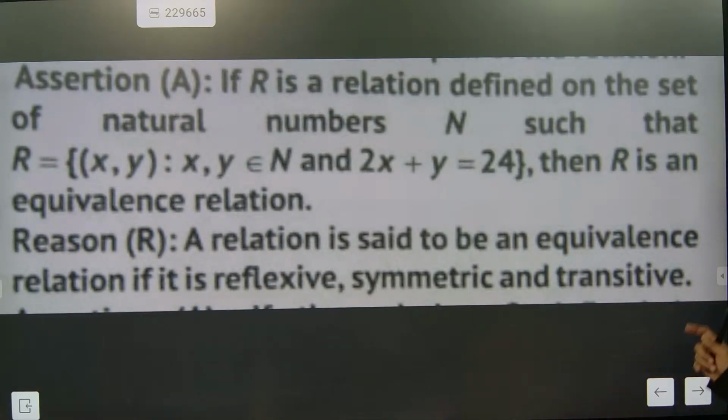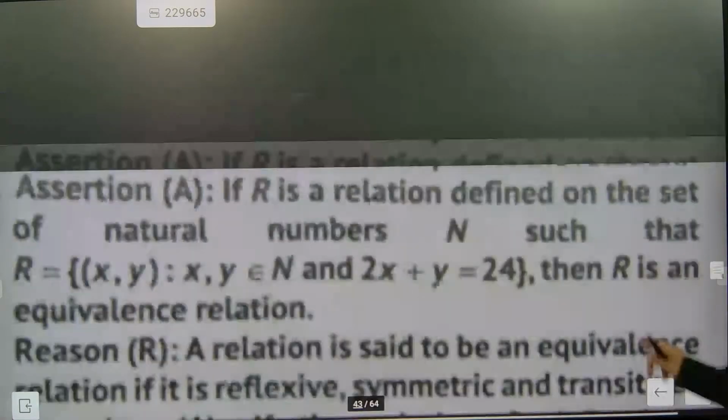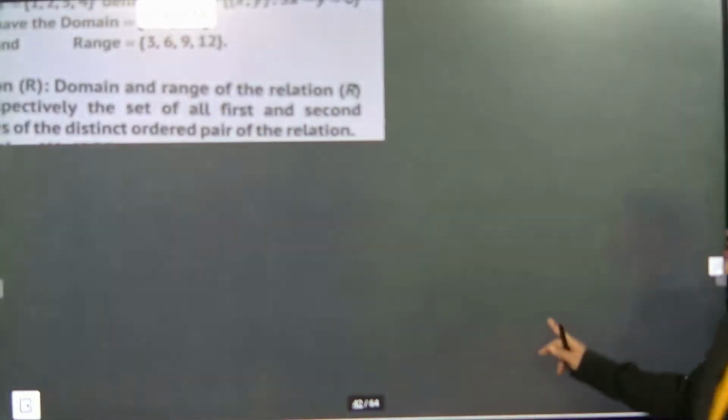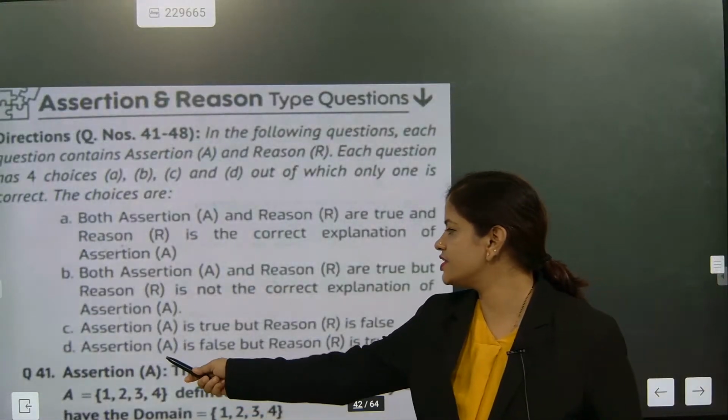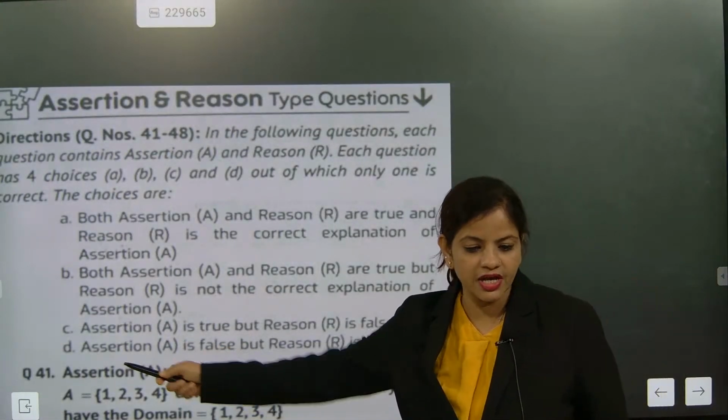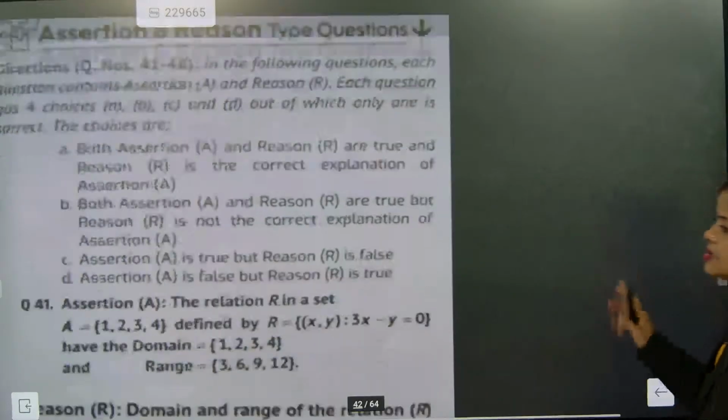Understood or not? Option D is assertion false, reason true. Check. Option D is assertion false, reason true. I think by mistake she typed. So assertion false, reason true is option D.